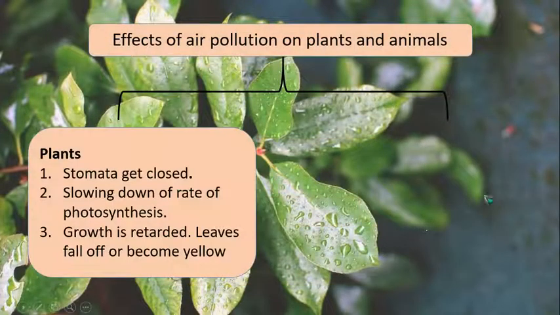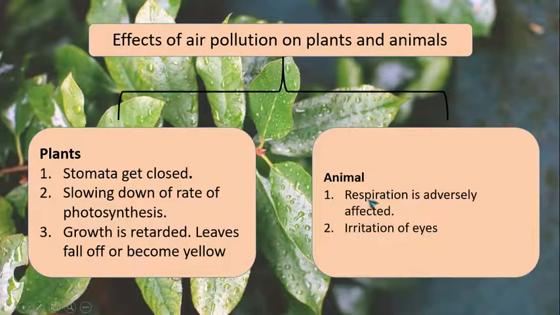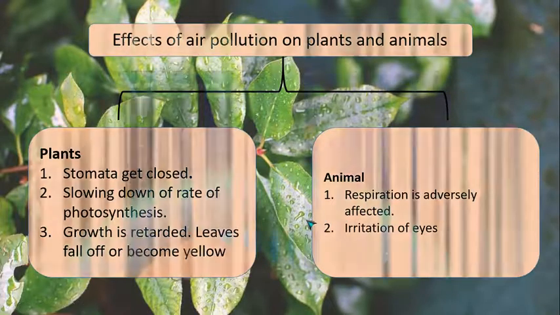Effects of air pollution. Plants: stomata get closed, slowing down of the rate of photosynthesis, retarded growth, leaves fall off or become yellow. Animals: respiration is affected, irritation of eyes occurs.